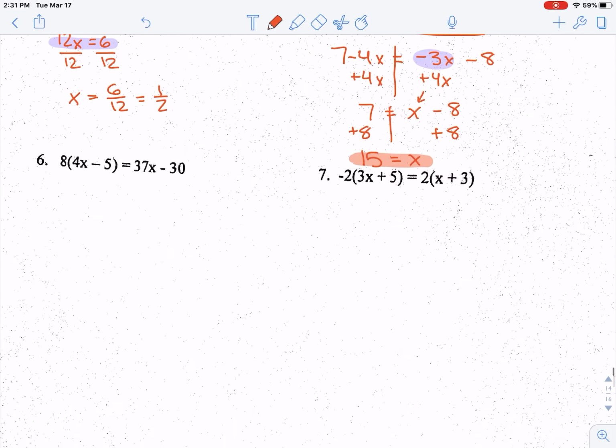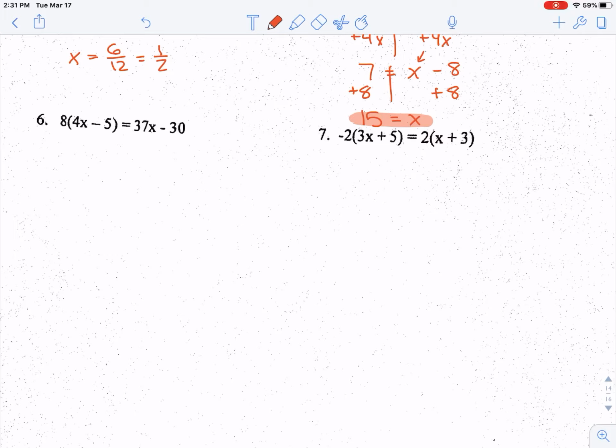So back up here to number 6, we have 8 times 4x and 8 times negative 5. We have to use that distributive property again. So 8 times 4x, that's 32x. And 8 times, remember we have that negative there, so 8 times negative 5 is negative 40. So we have that is equal to our right side, which hasn't changed yet.